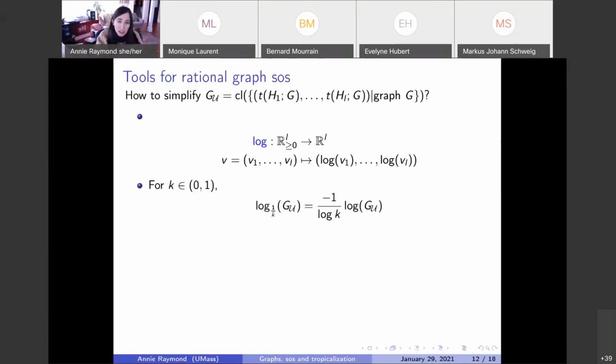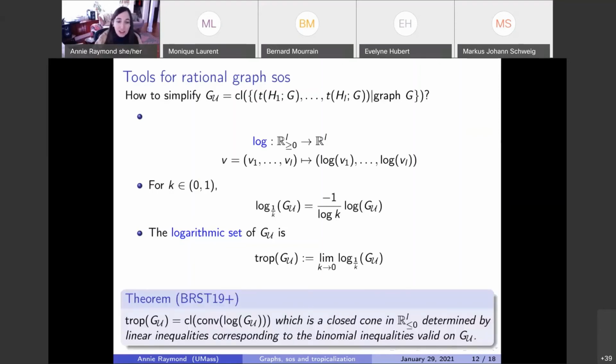And you can do it in any base that you want. And so the tropicalization, or the logarithmic set of your graph profile, is taking the limit of these logs of points in base 1 over k as k goes to 0. And so this is this weird object. The first thing that we did was to show that actually it's not that bad. You really can just see it as being the closure of the convex hull of the log of the graph profile. So it's a closed convex cone.